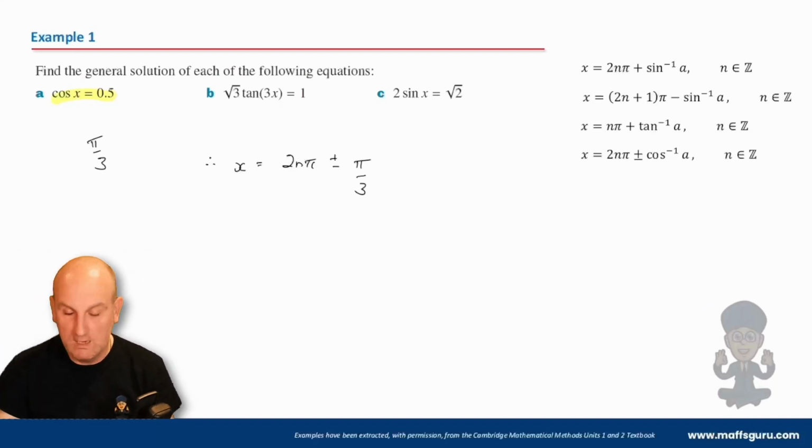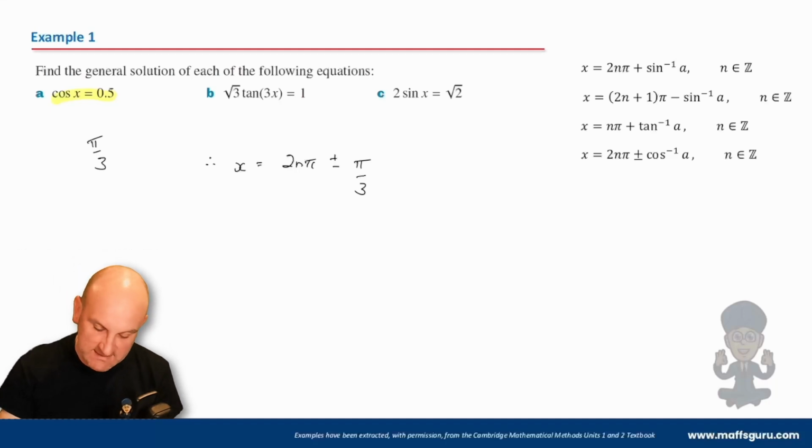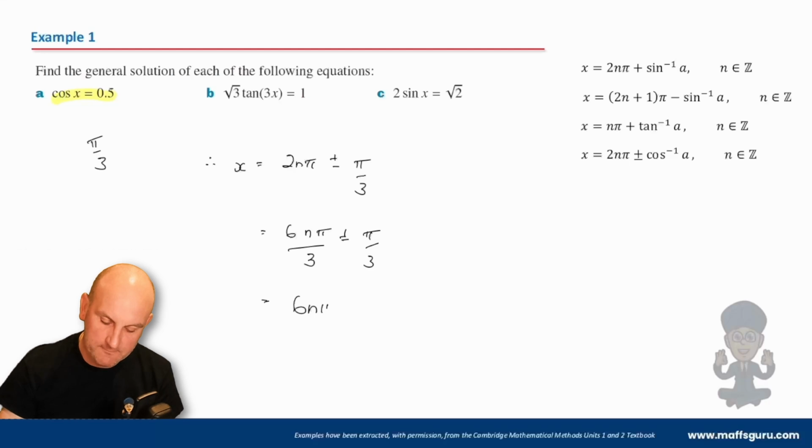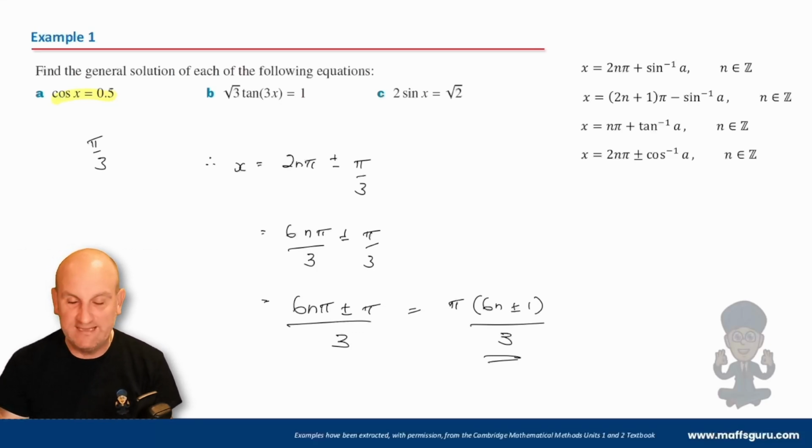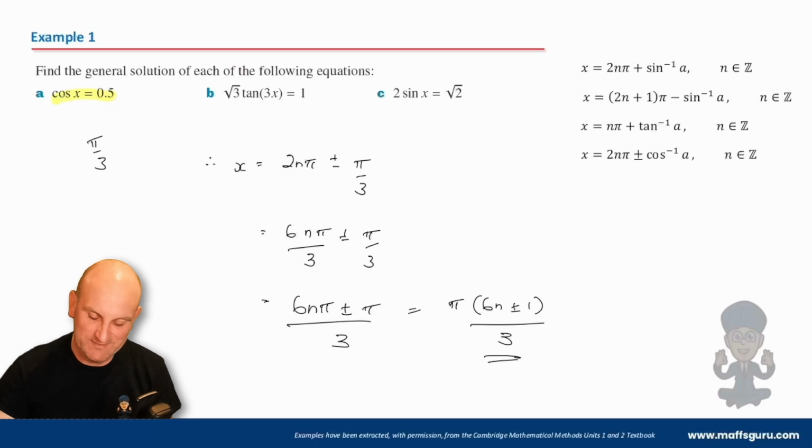I'm going to write it in a different form just because I can. Remember, that can become 6n pi on 3 plus or minus pi on 3, which gives me 6n pi plus or minus pi all on 3, which gives me, take the pi out, 6n plus or minus 1 divided by 3. Ka-ching! Now again, the exam may tell you which format to write it in. There's nothing wrong with either of those forms. I just, believe it or not, prefer that.